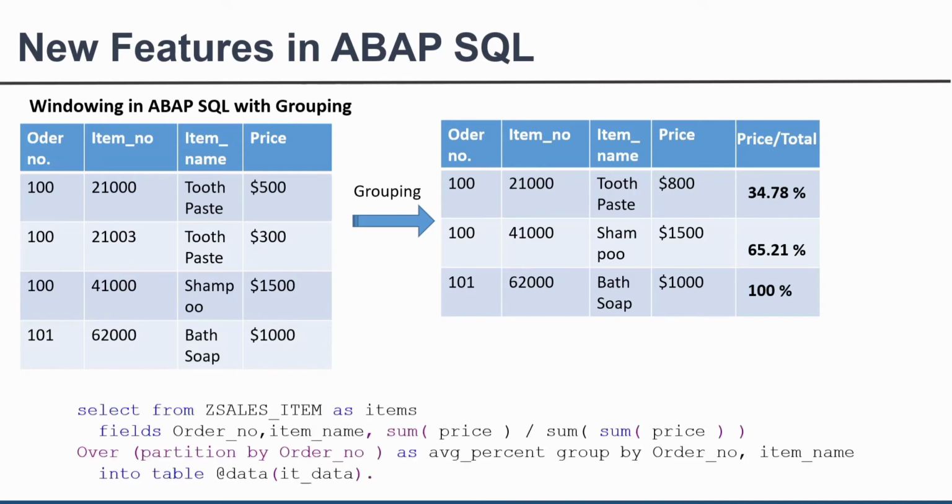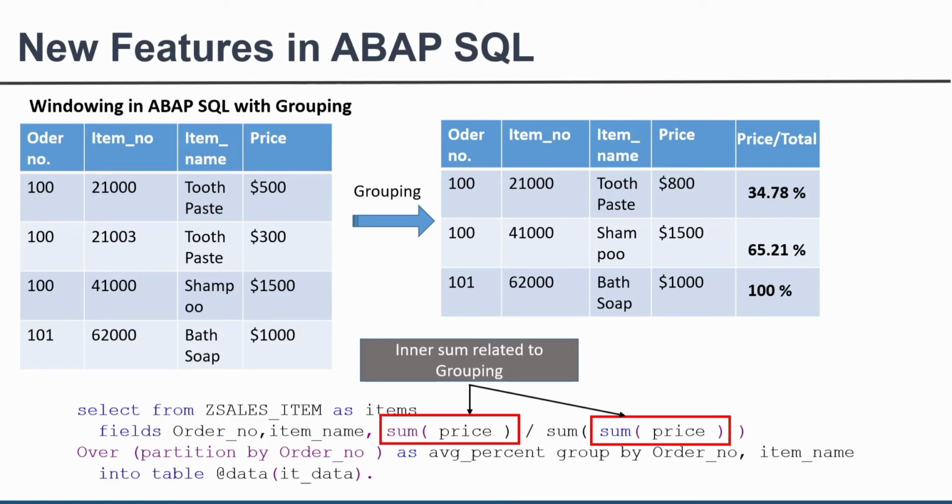Now if I want to write a select statement as per this scenario, how will the select statement look? It is: select from Z sales item as items, fields order number, item name, sum of price divided by sum of price, over partition by order number as average percentage, and group by order number and item name into table IT data. So now in this case you can see sum of price is used multiple times.